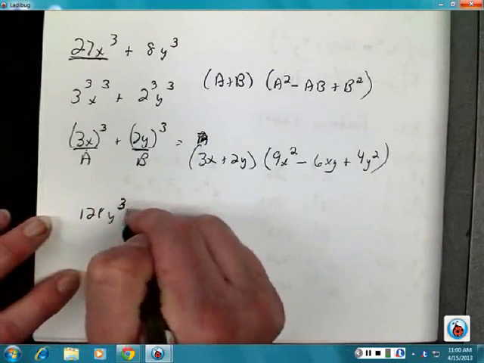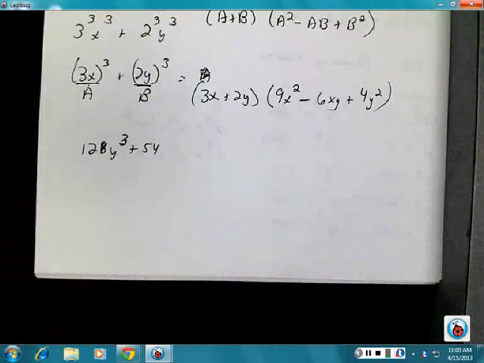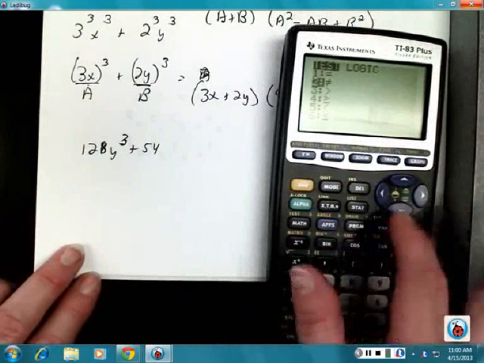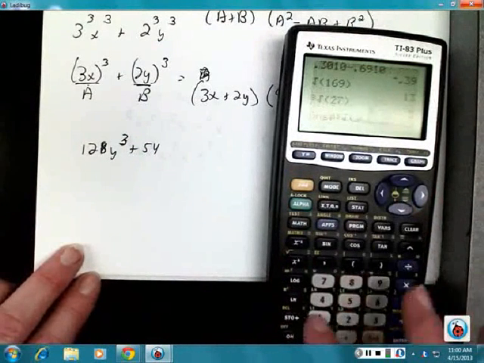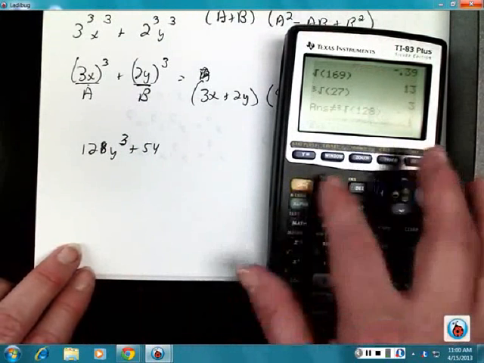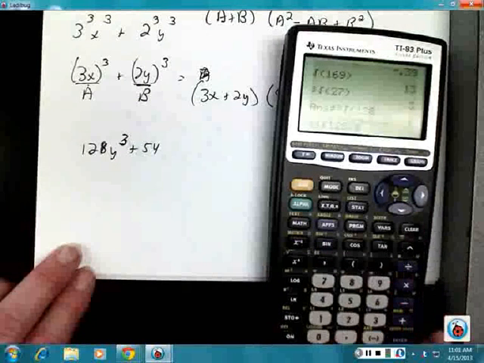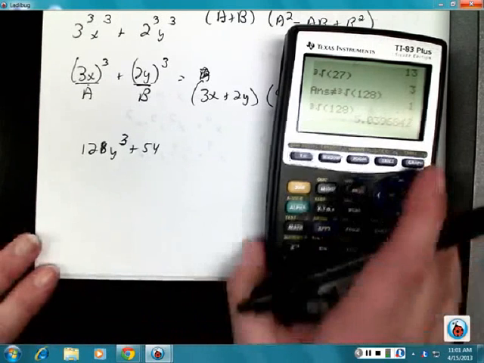128y cubed plus 54. So if I put these in, are they perfect cubes? Math, down to 3, cube root. I put 128 in there. And I get, no, that's not what I'm supposed to have. Math, 3, put 128 in, close the parentheses. I get a decimal number. So what does that tell me? If I get a decimal number, it's not a perfect cube, right. So 54 probably isn't either. So do you put not factorable?